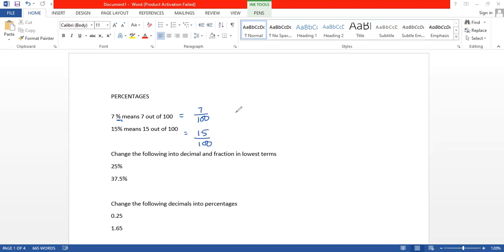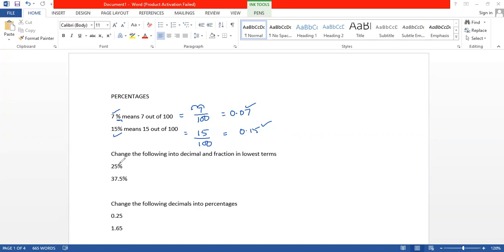So you can convert it into a decimal as well. We can even write this because this is dividing by 100. That means 0.07. So 7% and 0.07 are the same thing. Similarly, 15% means 15 out of 100. So if I write it in this form, 0.15 in decimals, 0.15 and 15% are exactly the same values.